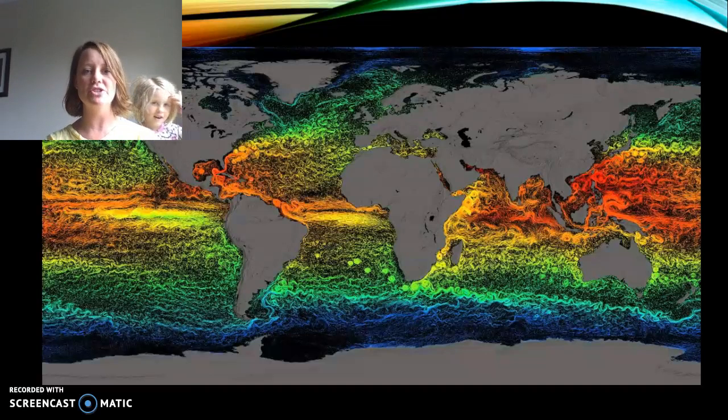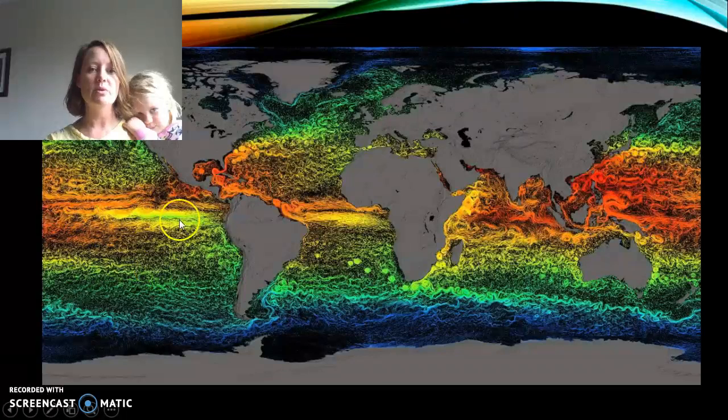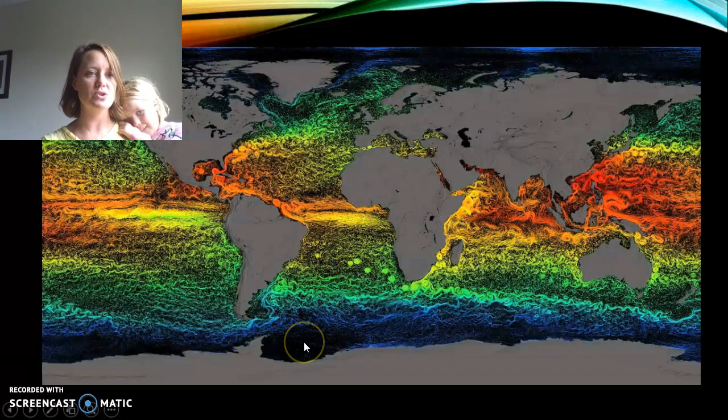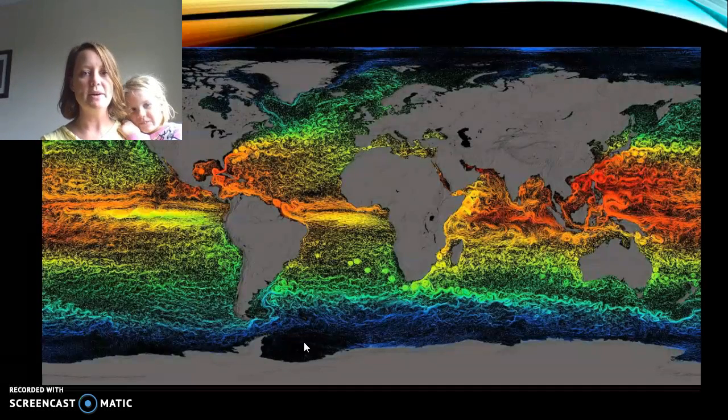Here's a satellite picture of the ocean. You can see the land is in gray, and by the equator we've got our warmer temperatures, and as you move to the higher latitudes towards your poles, the temperatures cool down. So that's it for heat transfer and how solar energy affects our Earth.